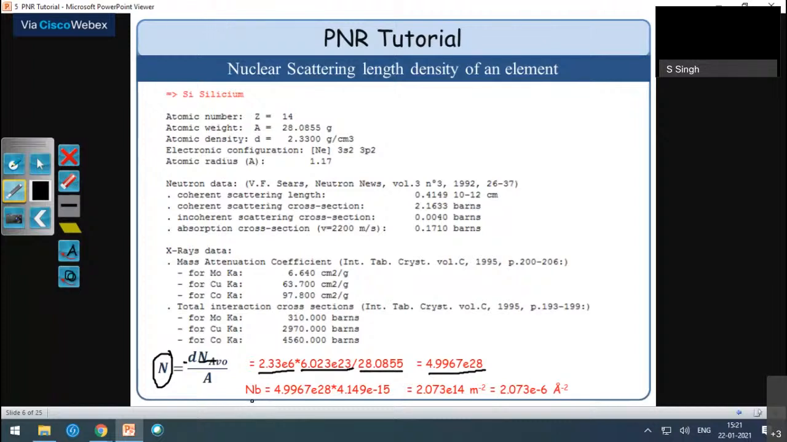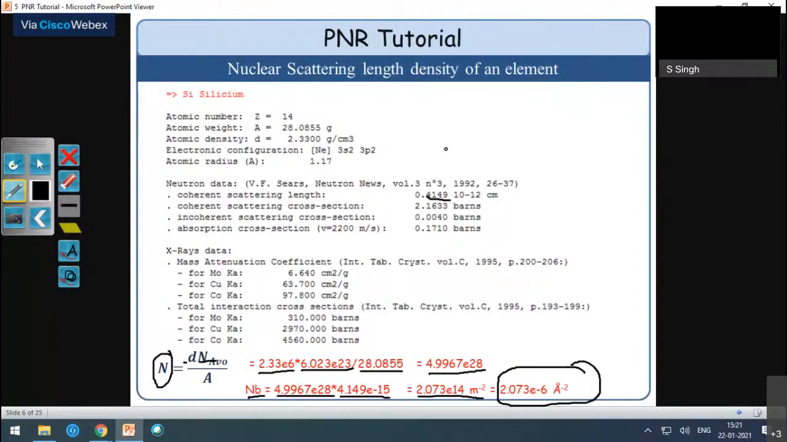Now if you calculate n times b, where b is, as I said, 4.15 fermi, so you multiply n, this number density, by this b value, and then you get the scattering length density. It is in meter^-2. If you convert to angstrom, then you get 2.073 × 10^-6 angstrom^-2. So this is the scattering length density for silicon.